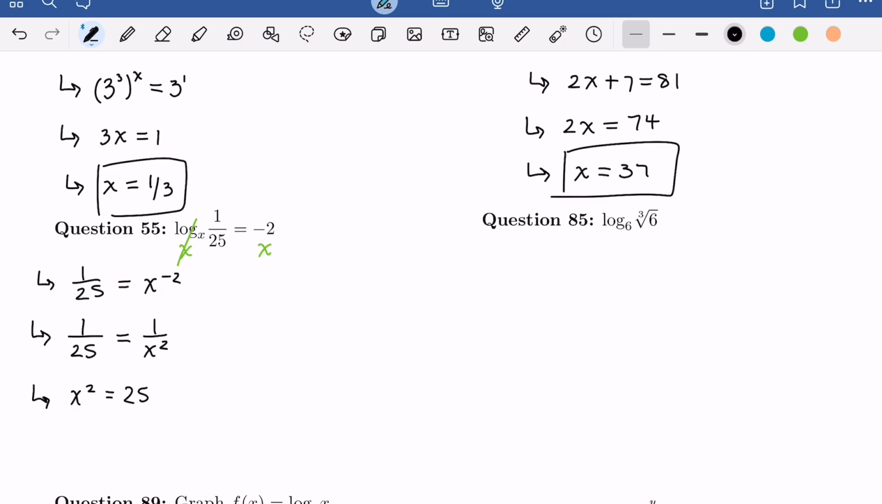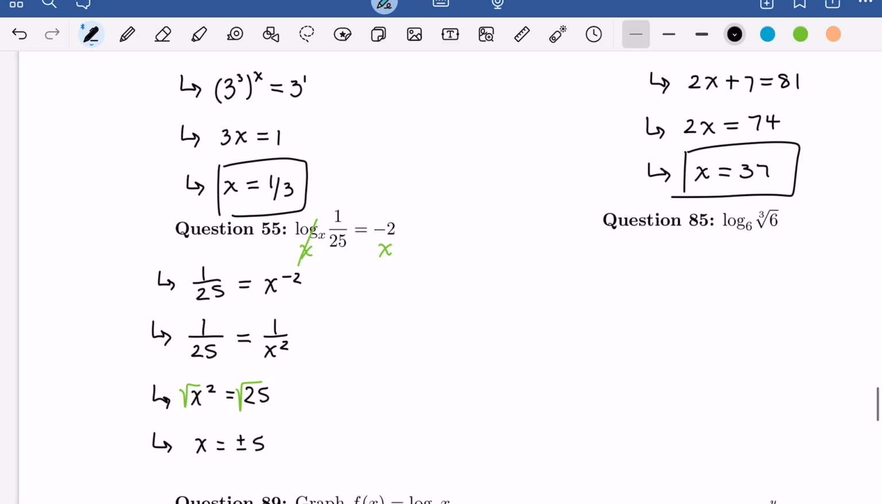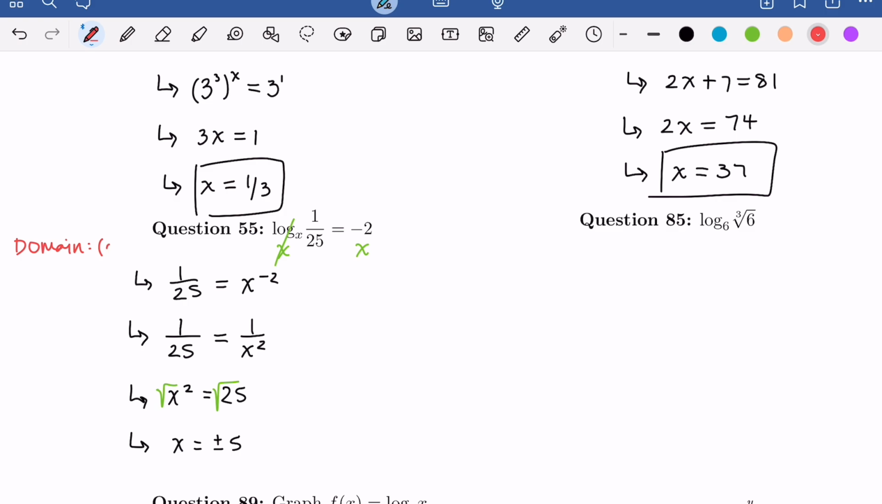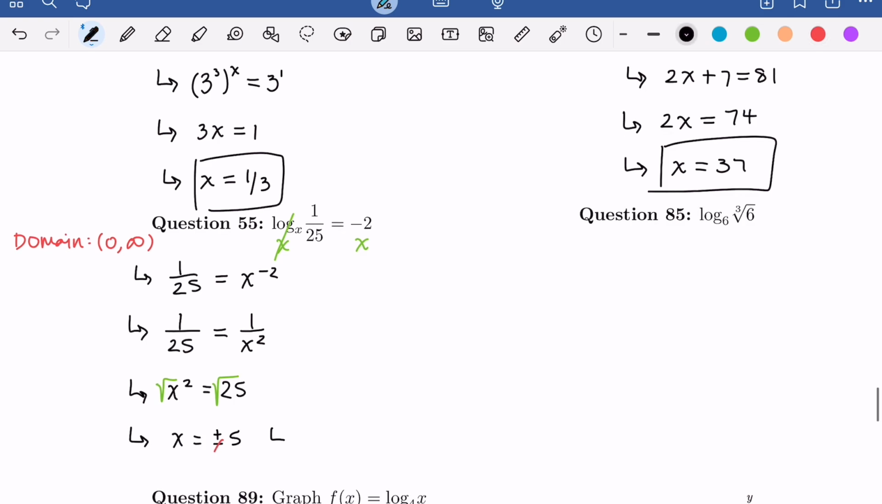Now we can take the square root of both sides to get x completely alone. So doing that, we're going to get that x is going to be equal to positive or negative 5. However, we have to be careful with these log functions. The domain of these guys is going to be positive numbers, so from 0 up to infinity. So this negative is not going to be included in our domain. So our only solution in this case is x is going to be equal to 5.